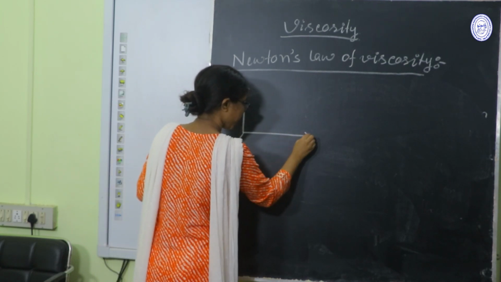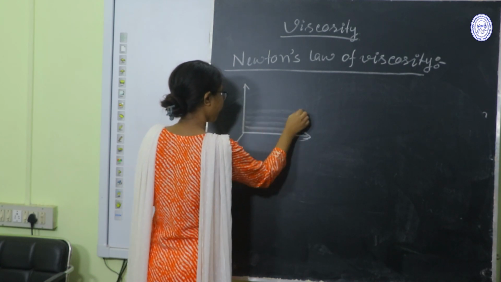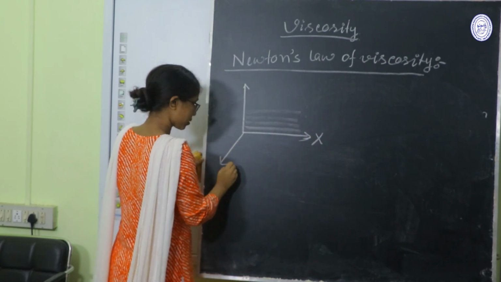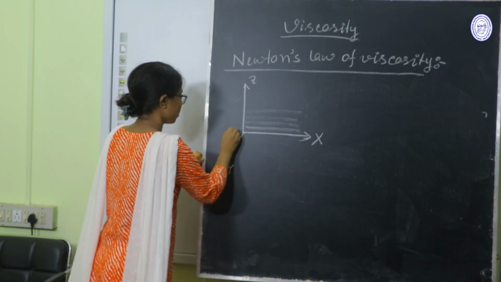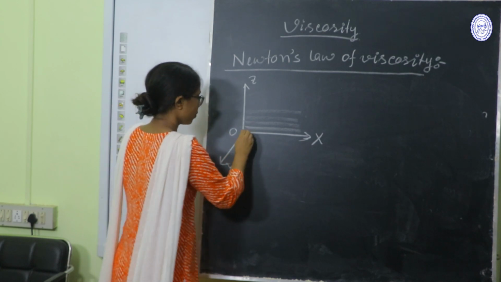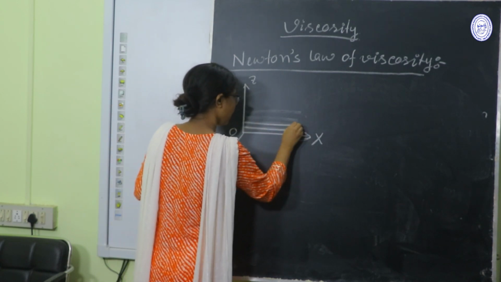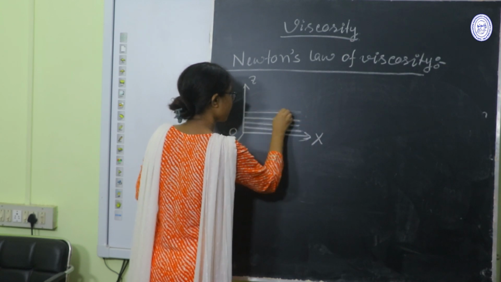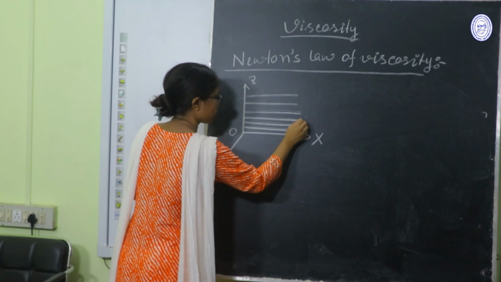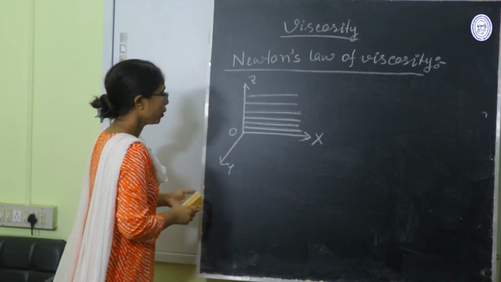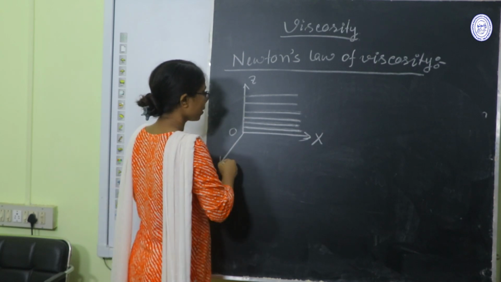We consider a fluid flowing from this side to this side. This is the x axis, this is the z axis, and this is the y axis in Cartesian coordinates. We divide this liquid into a large number of layers. And we know that with increasing height, the velocity of these layers increases.